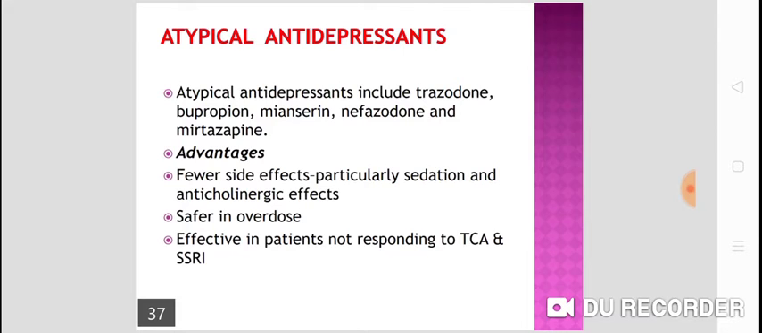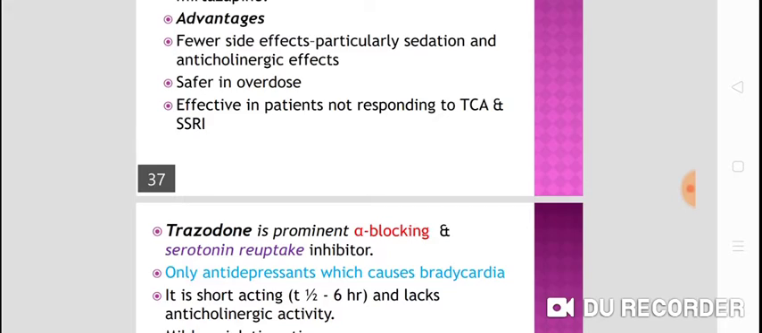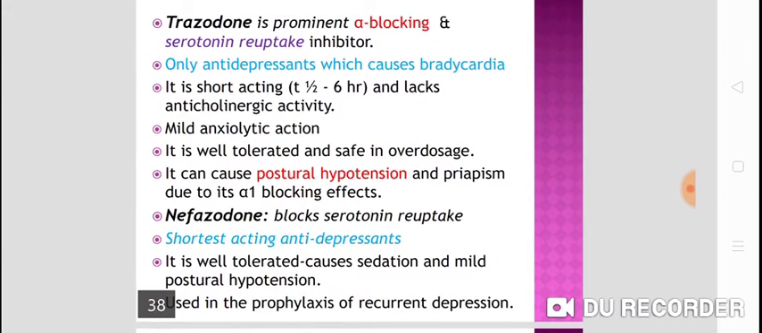They have fewer side effects, particularly sedation and anticholinergic side effects. They are safe in overdose, and effective in patients who do not respond to TCAs and SSRIs, meaning tricyclic antidepressants and selective serotonin reuptake inhibitors. The first drug in that category is trazodone.